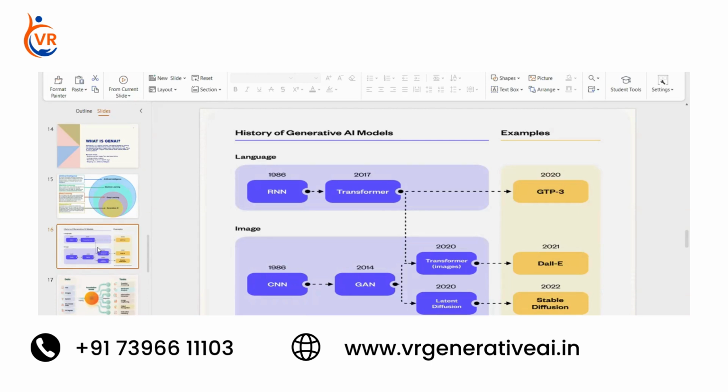So let's come to images. When we are talking about images, we are talking about convolutional neural networks. That's CNN, which was already there in 1986. On top of that, in 2014, they created something called GANs. GANs are generative adversarial networks, where they started using transformers and latent diffusion in the year 2020, and they built something called DALL-E or Stable Diffusion. You can read about these two as well. This deals with images. Since we don't usually work on images day in and day out, and we only focus on text, that's the reason why we know ChatGPT more than DALL-E or Stable Diffusion.